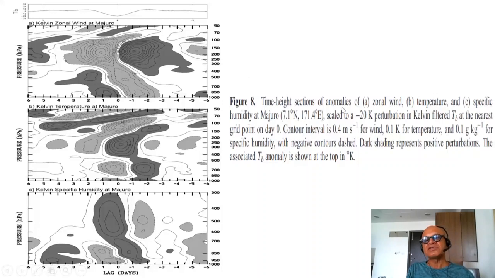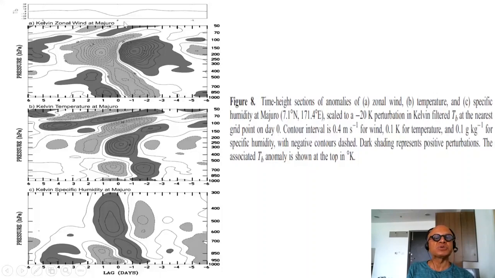This is the time height sections of anomalies of zonal wind, temperature, and specific humidity at Majuro, or maybe Mahuro, I'm not sure how it's pronounced, at 7.1 degree north and 171.4 degree east. Scaled to a minus 20K perturbation in Kelvin filtered TB at the nearest grid point on day 0. So this is looking at height versus time, so it's going back in lead and lag.